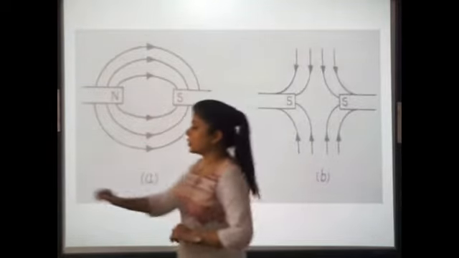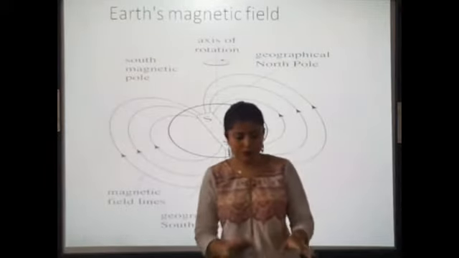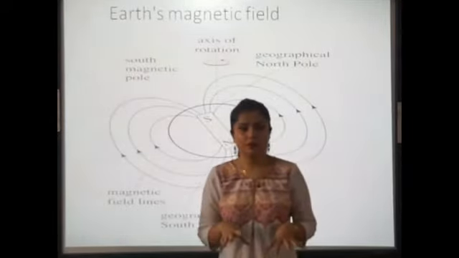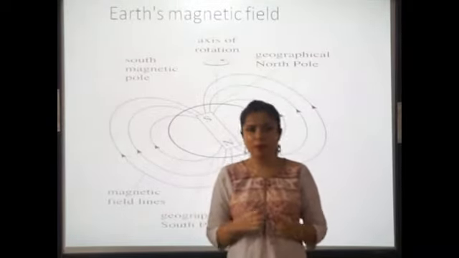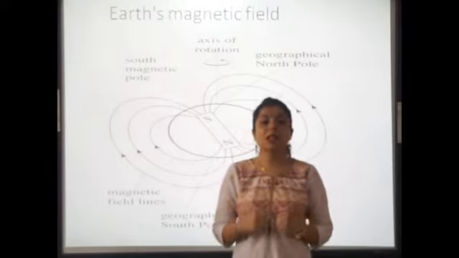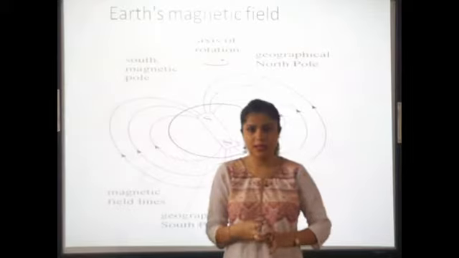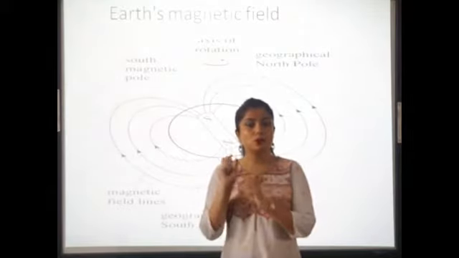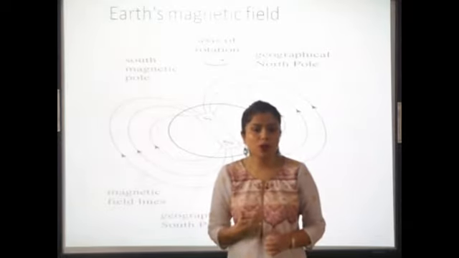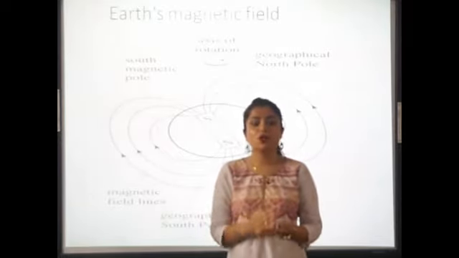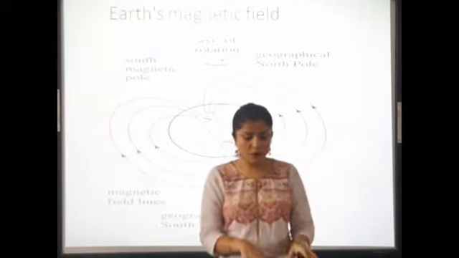Now let us move on to Earth's magnetic field. You have to remember that Earth itself behaves like a magnet. It will be a little confusing, but you need to remember it from the beginning. Earth itself behaves like a very powerful magnet. Earth has two poles, North Pole and South Pole. We are not talking about the geographic pole. There is another pole known as the geomagnetic pole. Earth behaves like a powerful magnet.